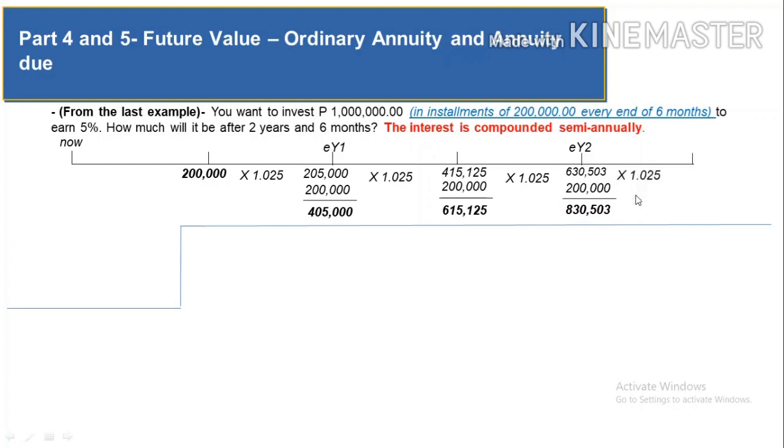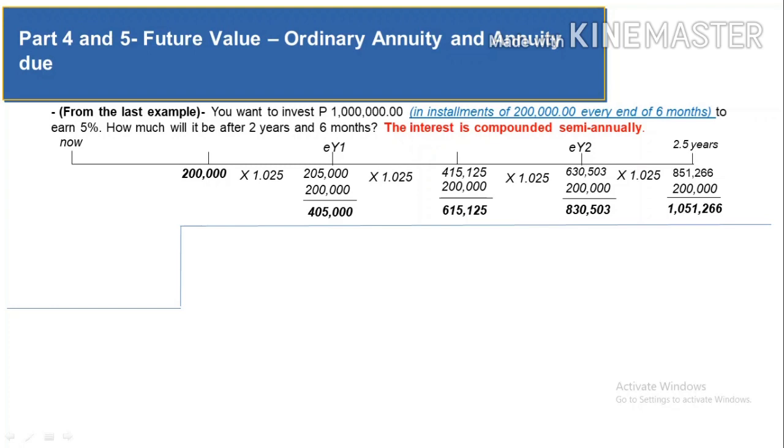And lastly, at the end of 2.5 years, the 835,03 times 1.025 will have 851,266 plus your last investment of 200,000, then you're gonna get 1,051,266.